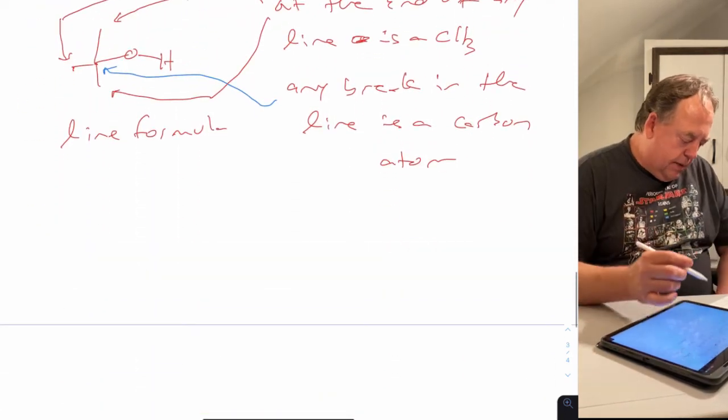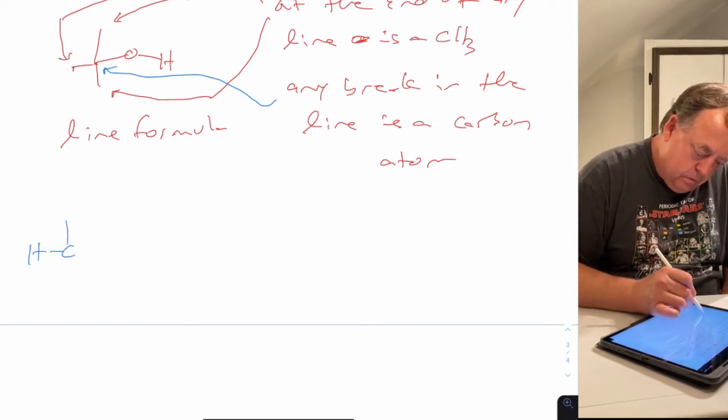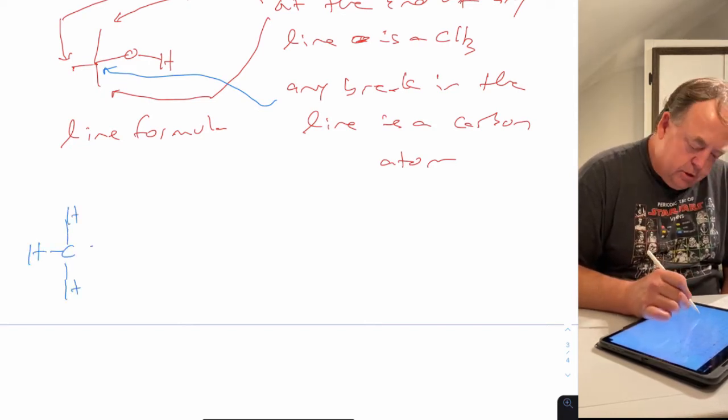Okay, let's take a couple more examples. So I'll show the expanded structural formula.